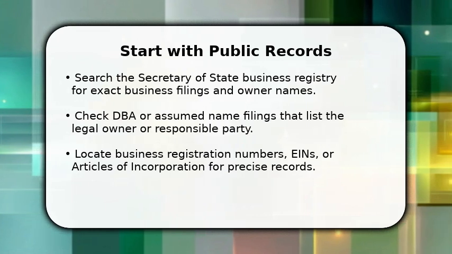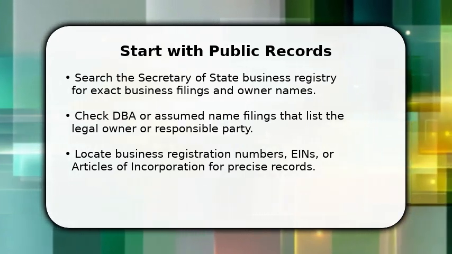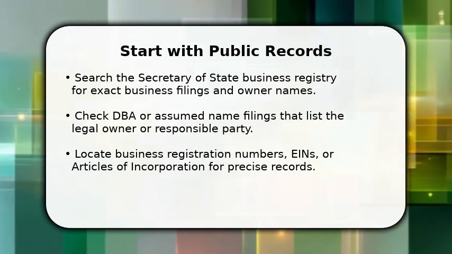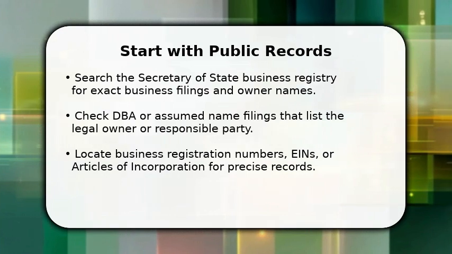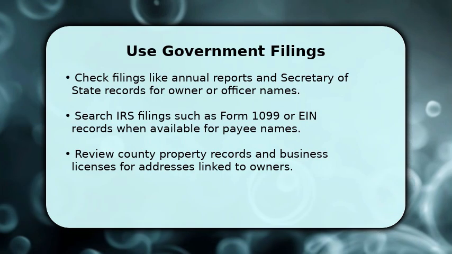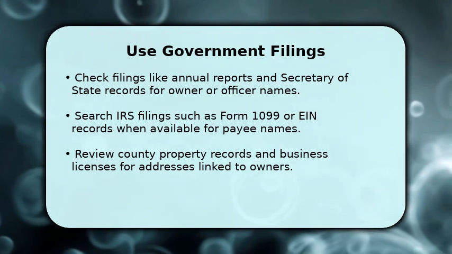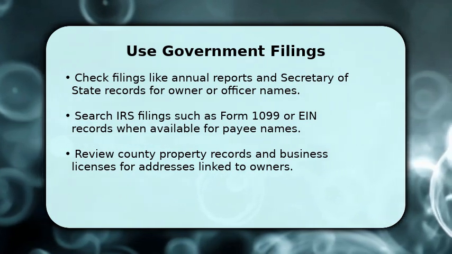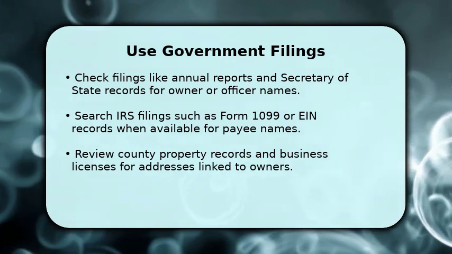If a DBA or assumed name appears, open that record to find the underlying legal entity. Record the entity type and registration number for follow-up with other sources. Next, consult government filings beyond the state registry for confirming details. Review annual reports and officer lists that often include owner or manager names.